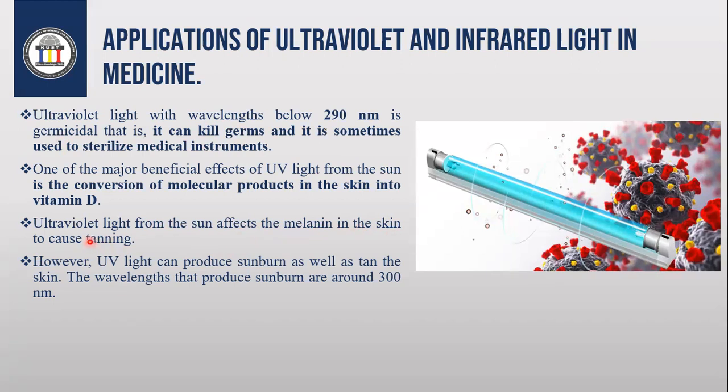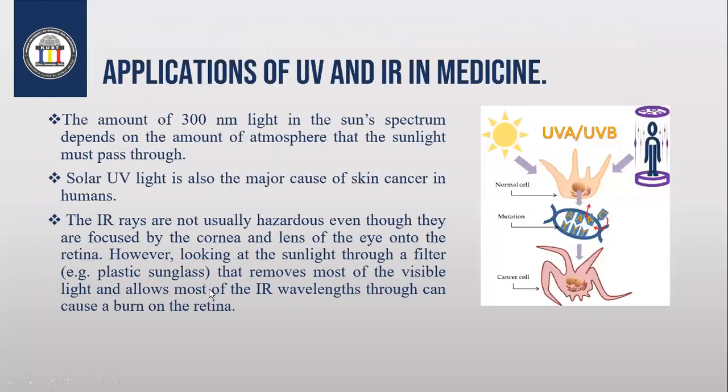The color that we have now, not white but a golden color, let's say, comes from tanning. However, UV light can produce sunburn as well as tan the skin. If you get more than you expect, you may get sunburn. The wavelengths that produce sunburn are around 300 nanometers. Below 300 it gives benefits, but at 300 or more it produces sunburn around this range of wavelength.